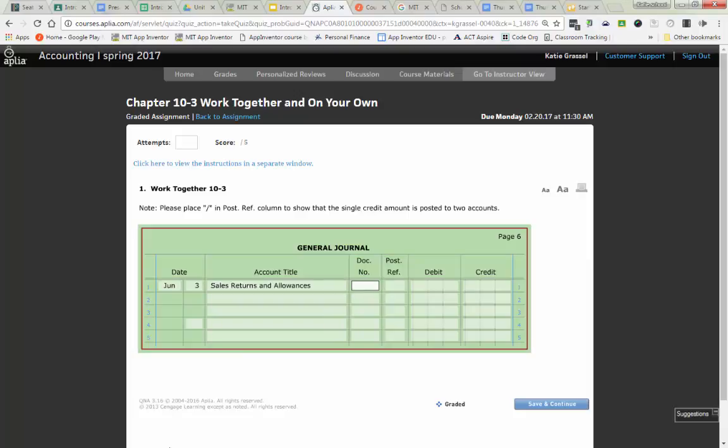And this is going to be where we put in the amount of the product that the customer is returning to us.